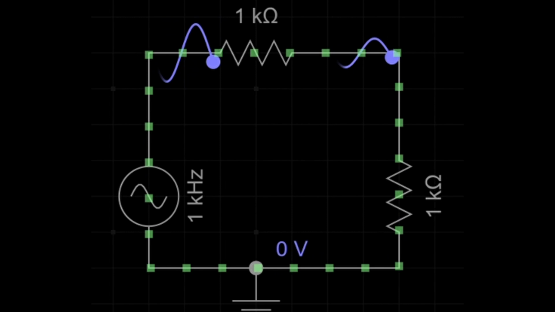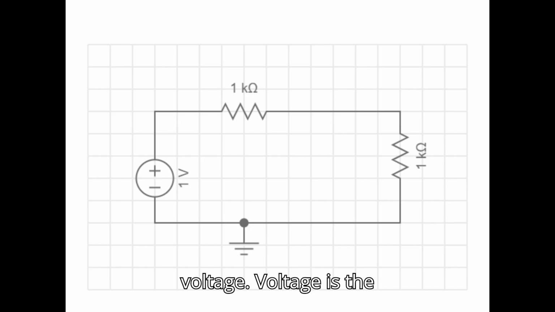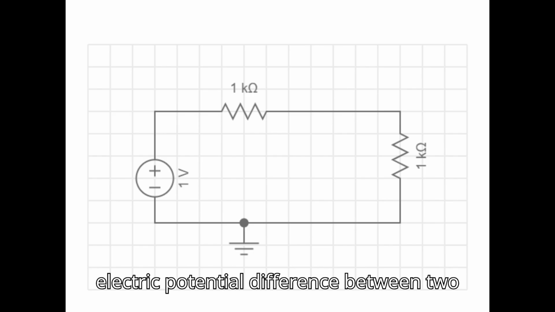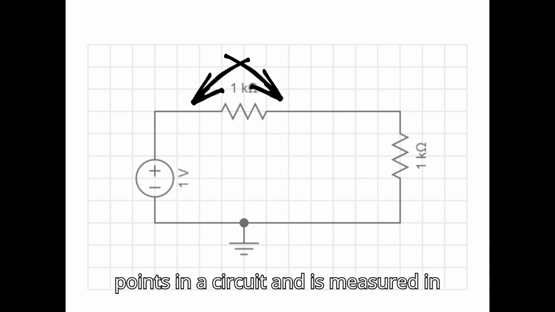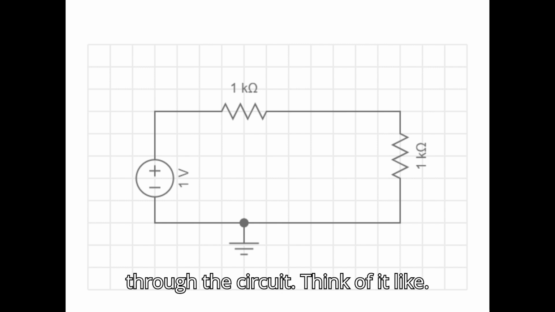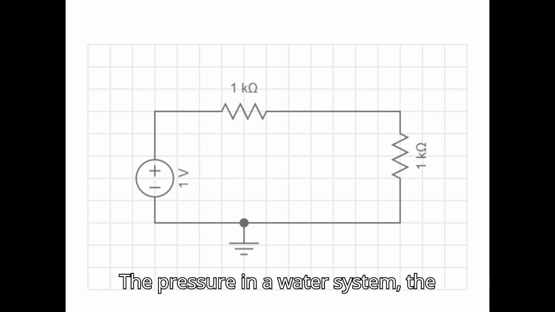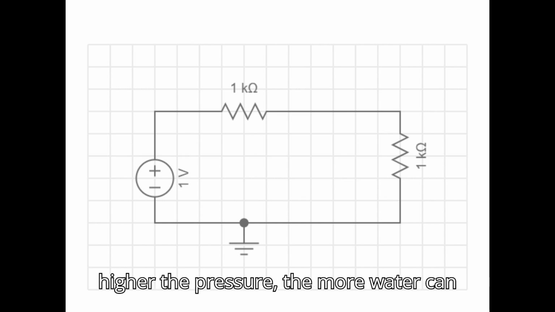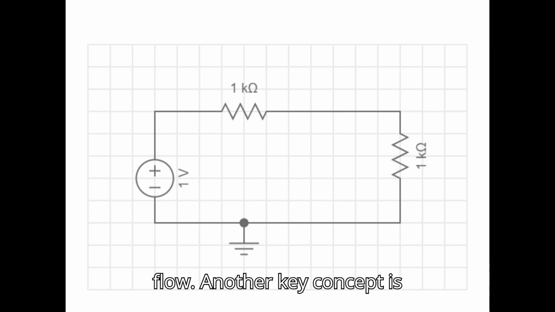Now let's discuss voltage. Voltage is the electric potential difference between two points in a circuit and is measured in volts. It's what pushes the current through the circuit. Think of it like the pressure in a water system. The higher the pressure, the more water can flow.